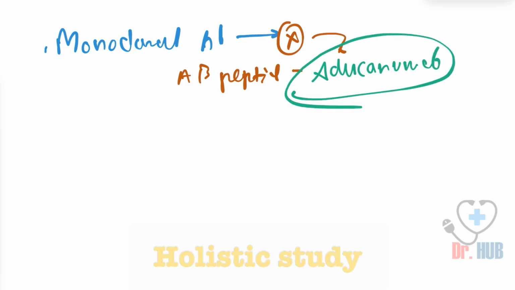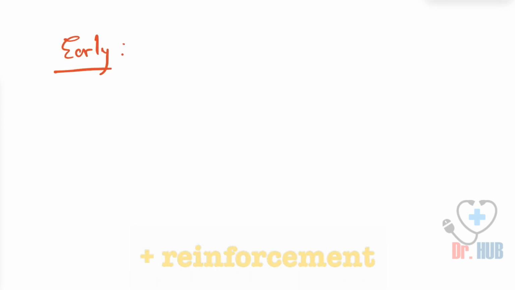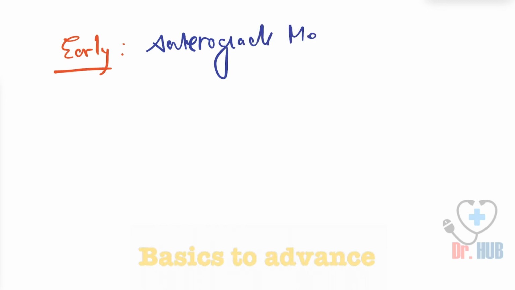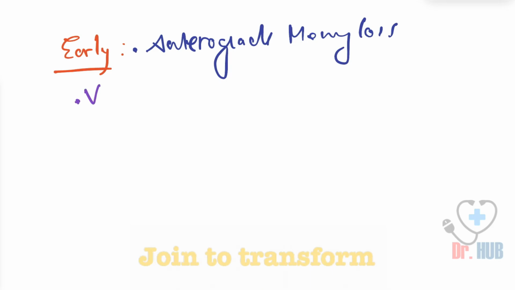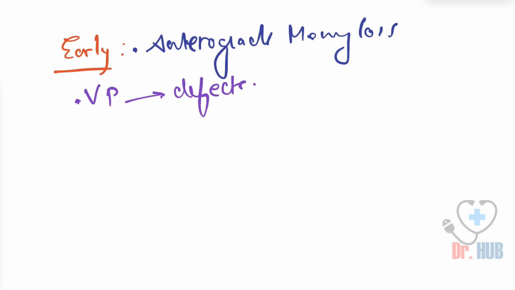So now we are going to answer our questions. This was about Alzheimer's disease. The first question we asked was, what are the early findings of Alzheimer's disease? The early findings are anterograde memory loss, visuospatial defects, and language problems, language deficits.